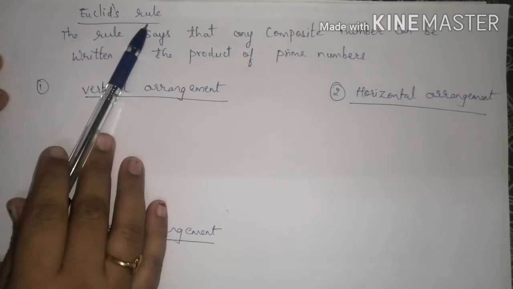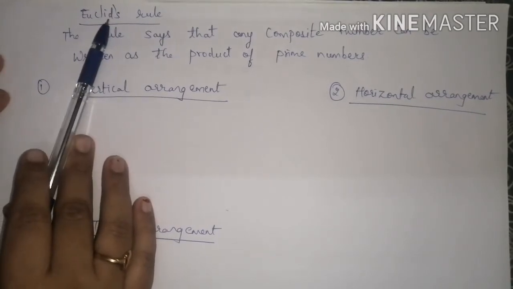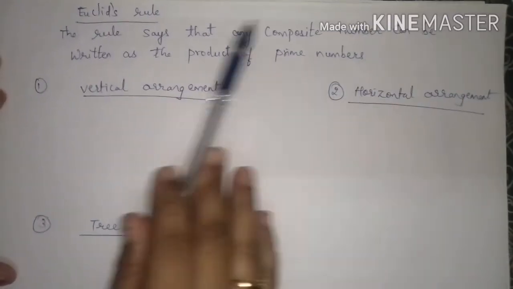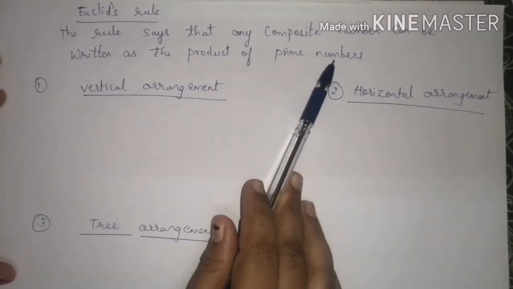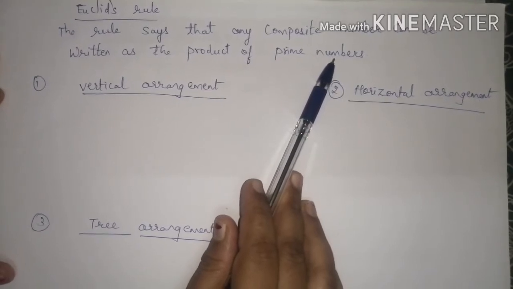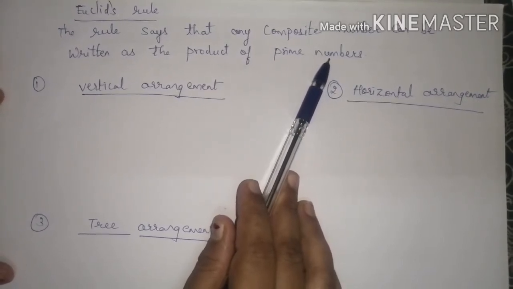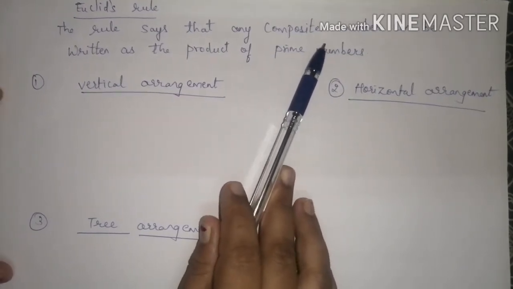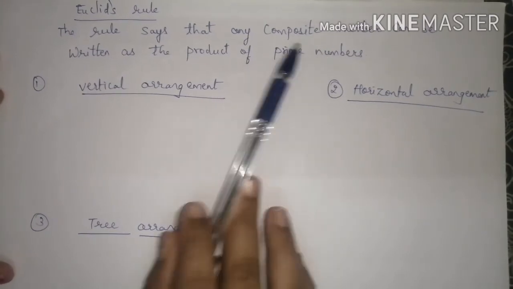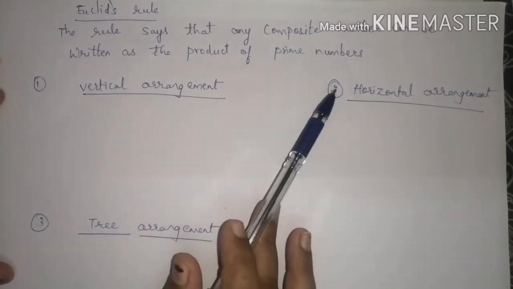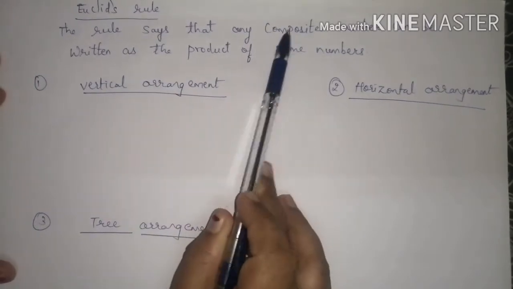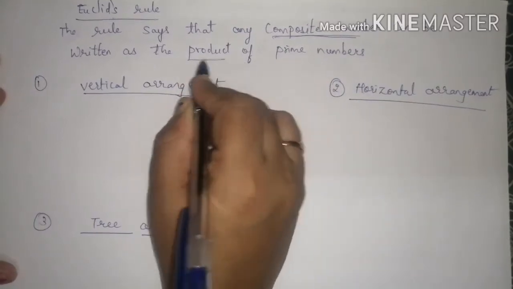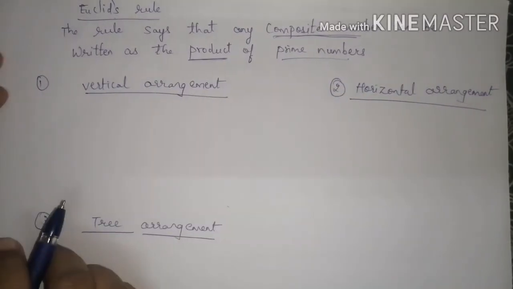This was Euclid's rule. Euclid was a mathematician. According to him, the rule says that any composite number can be written as a product of its prime numbers. You have understood prime numbers in the last video. Prime numbers are those numbers which come in the table of only one and the number itself, and composite numbers are those which have more than two factors. So the Euclid rule says a composite number can be written as the product of its prime numbers.